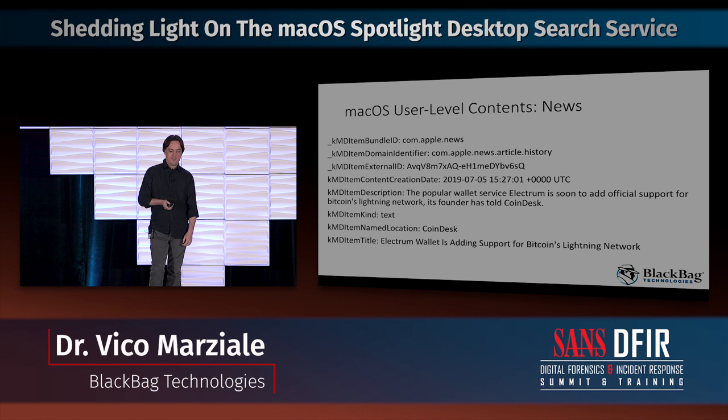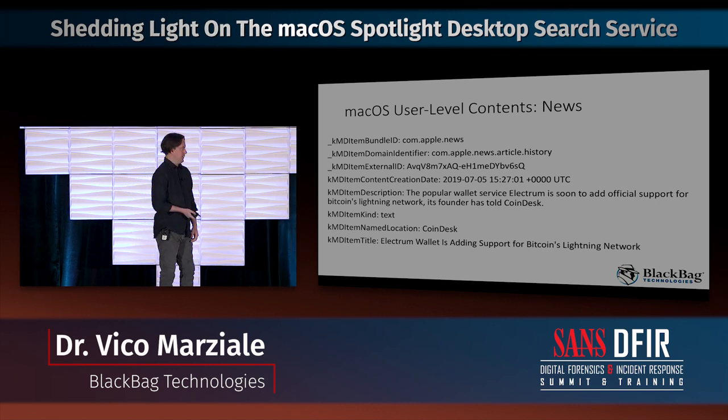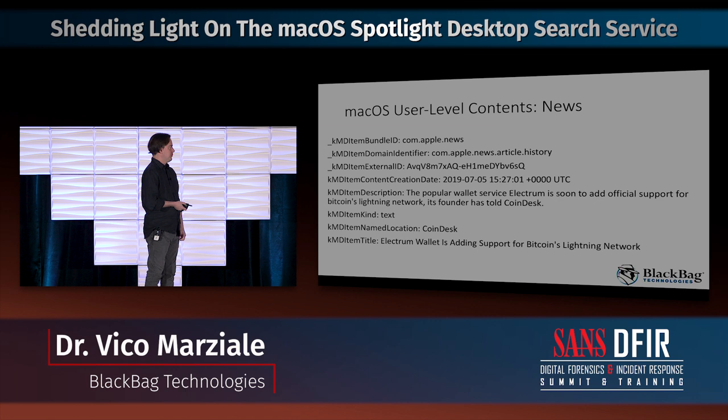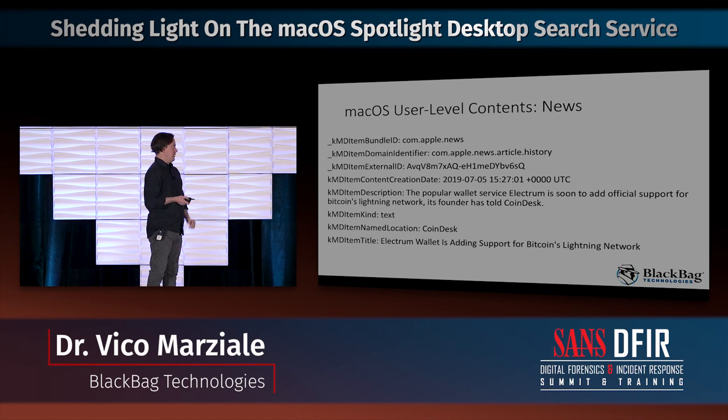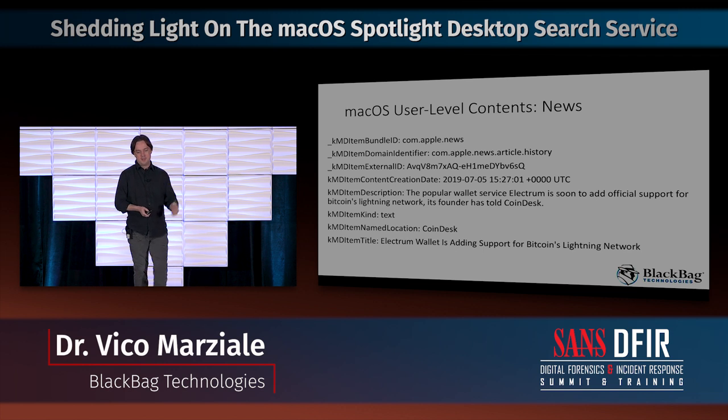The Mac News app, similar thing. I'm a crypto fan, so I went looking around in the News app for stuff about crypto-y things, and it immediately generated this in Spotlight. So, support for Bitcoin's Lightning Network. Yay, fun. This also has an external ID, but that other one was a hex string and this isn't, so it's another version of an external ID that may be able to link us back to the original artifact, but I haven't figured that part out yet.